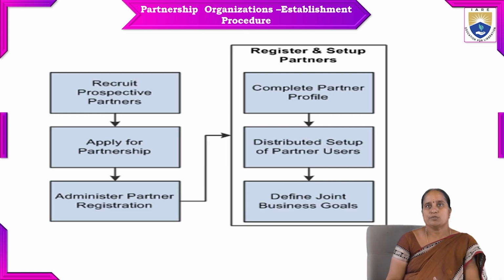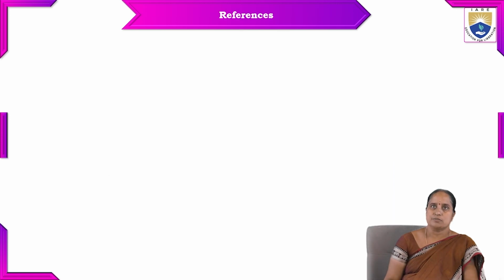Then coming to the establishment procedure of partnership organizations: recruit prospective partners, apply for partnership, and administer partner registration. So the partnership firm must register under the Partnership Act 1932, and register and set up partners means here complete partner profile, distribute set up partner users and define joint business goals. So everything comes under the establishment procedure of partnership organizations.